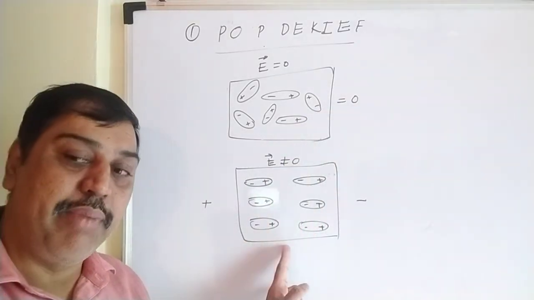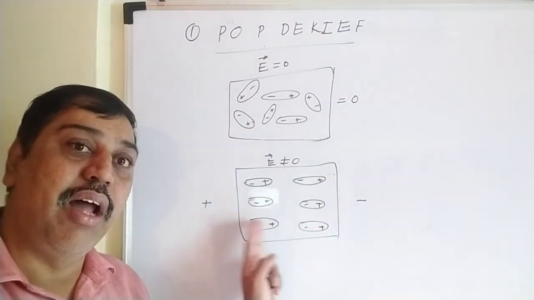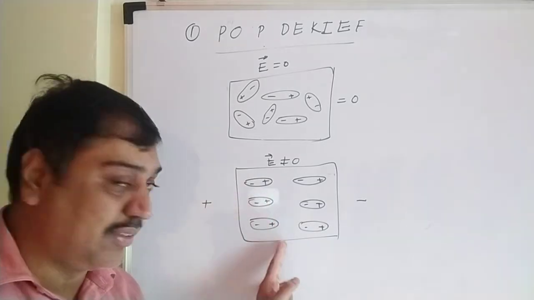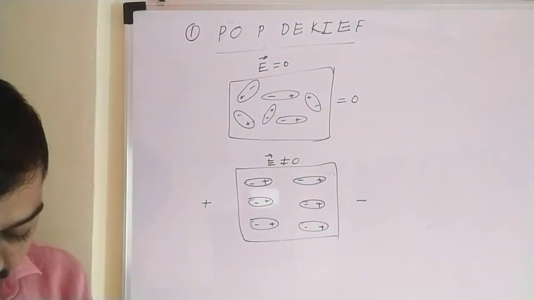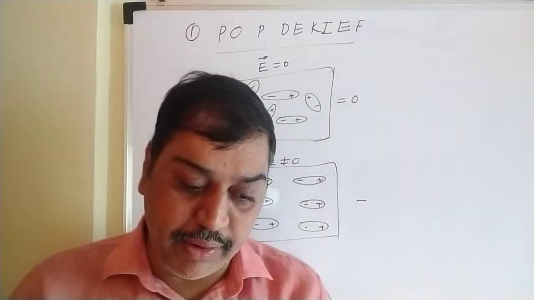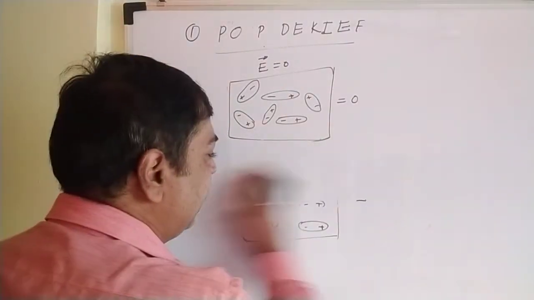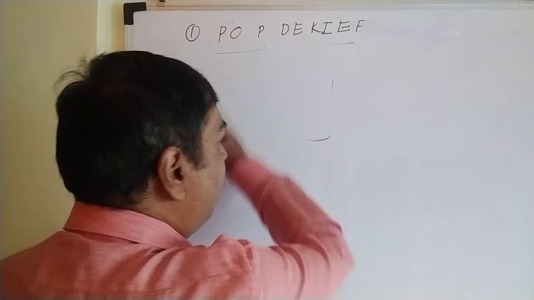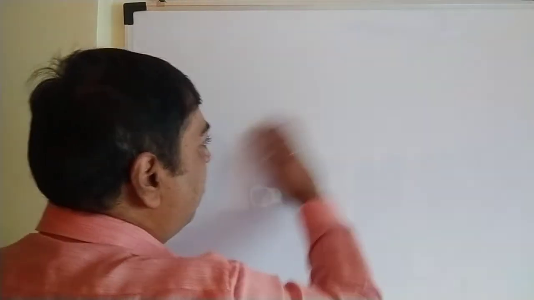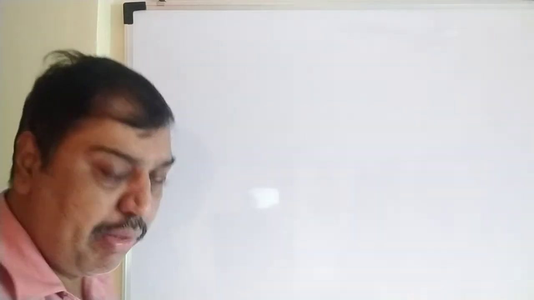But when we keep them in an electric field, they align in the direction of the electric field. This is said to be the polarization of a polar material. Initially we saw the non-polar material. So in short, the material may be polar or non-polar. When we keep it in an electric field, there is production of charges. Positive and negative charges get separated, and that phenomenon is said to be polarization.